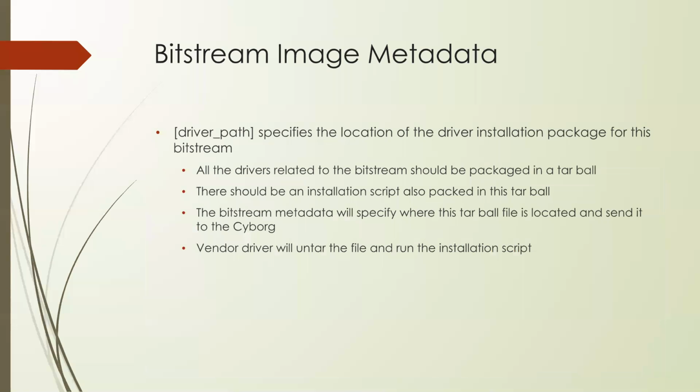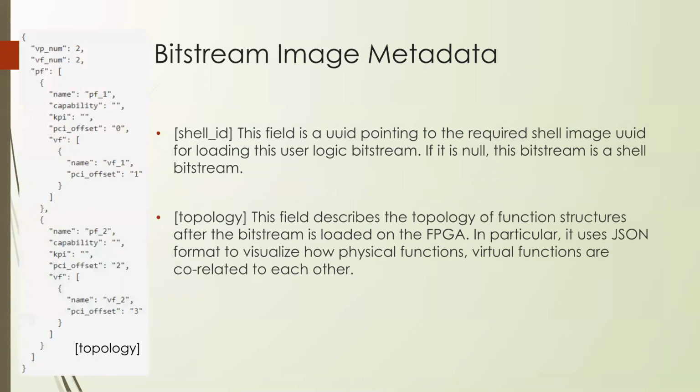So what it does is, it could be any format. I just give an example. This is a JSON format, right? This tells what would happen for the device after this bit stream is loaded. For instance, this describes if this image is loaded, there will be two PFs and two VFs. Sorry, this is a typo here. So there will be two PF and two VF being generated, and this tells you how this PF and VF will be structured. This PF will have one VF associated with it, and so does this one.